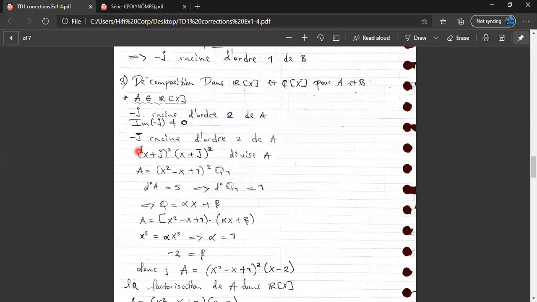A racine is just the same as it dividing R. A racine is just the same as its PGCD because it will divide R. So we've got a racine this times this. So it means x plus j squared times x plus j bar squared divides R, because it's its racine. So we've put it in the form of a racine.